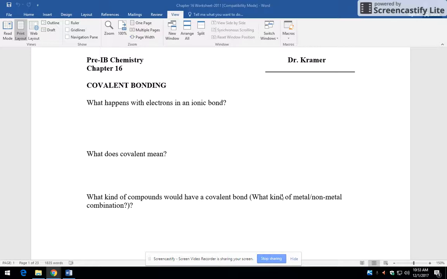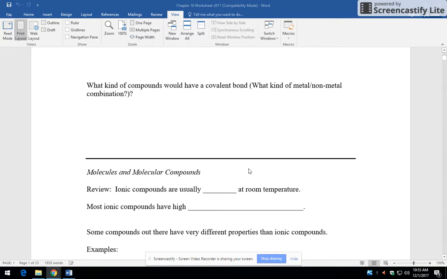Chapter 16, logically, the next chapter in this journey we have. So we've just finished talking about ionic and metallic bonding in class, and now we're going to talk about the other major type of bonding, which is covalent bonding. So a little bit of review, as you can see, we have from above the line.